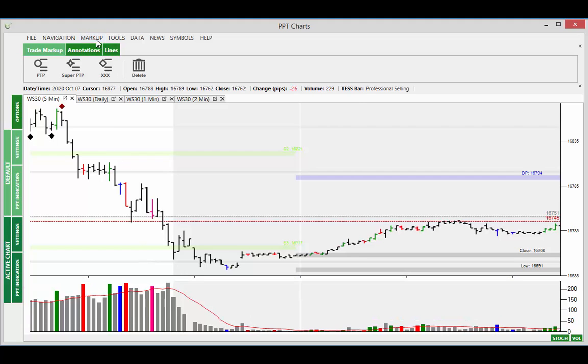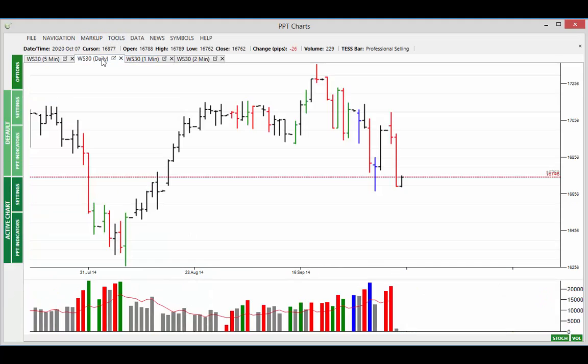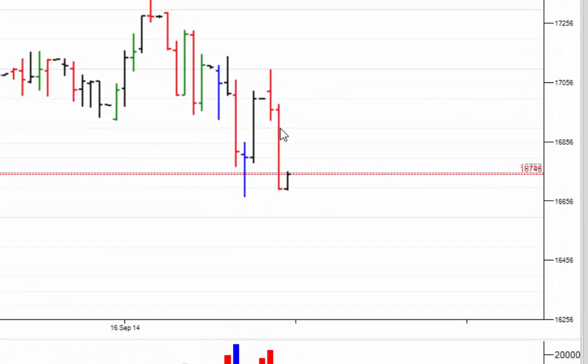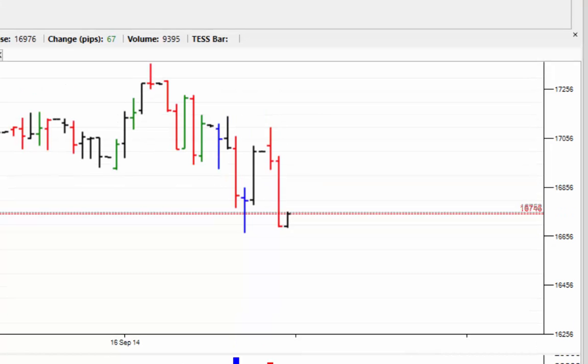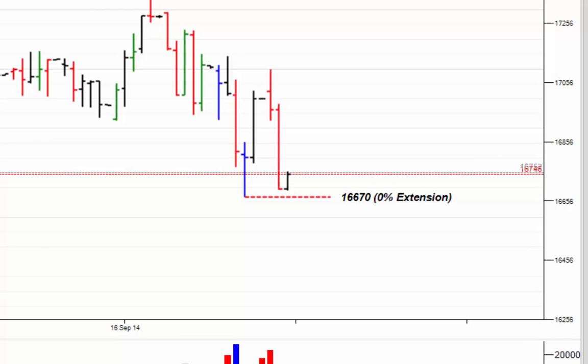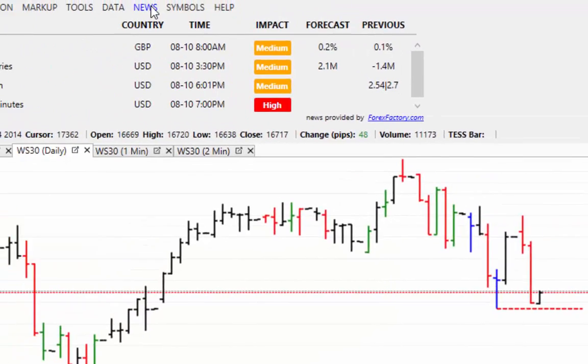Right, let's move on and have a look at the daily chart. We can see the market yesterday trading all the way down to the 16,700 level. We see a bit of a bounce there at the moment. The low of Friday's test bar is crucial. A close below this is likely to see the market move lower, so we'll just draw that in there at the moment. And let's see if there's any news to move the market back to the upside.